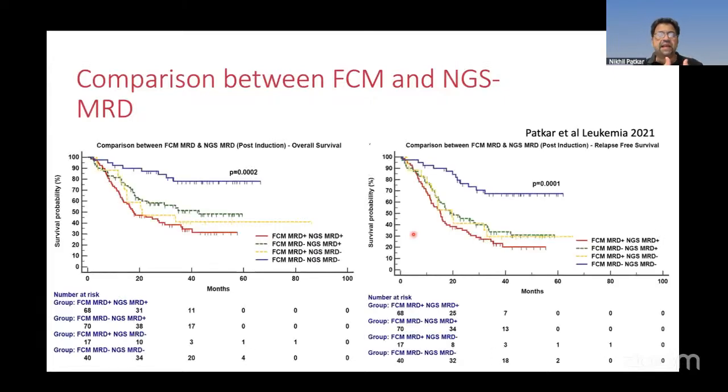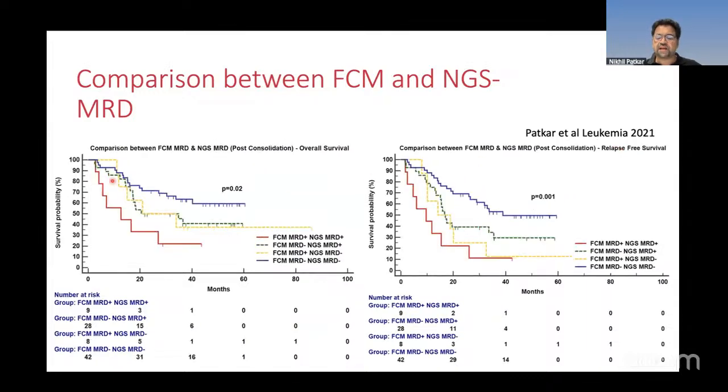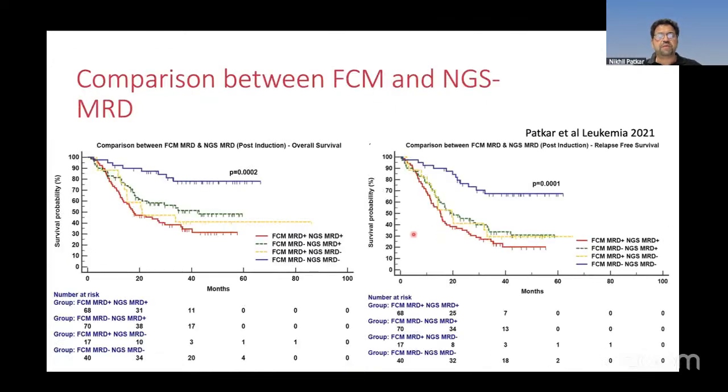When we combined flow and NGS results together, what we found was the greatest prediction of outcome. Patients who are negative by both modalities do exceptionally well, and patients who are positive by both modalities do exceptionally badly. Patients who are positive by any one method, that means flow positive and NGS negative, or NGS positive and flow negative, actually have an intermediate outcome. This has actually led to a change in recommendations. The ELN recommendations now clearly state, based on our paper as well as the NEJM paper, that MRD by any modality, either flow or NGS, is bad.